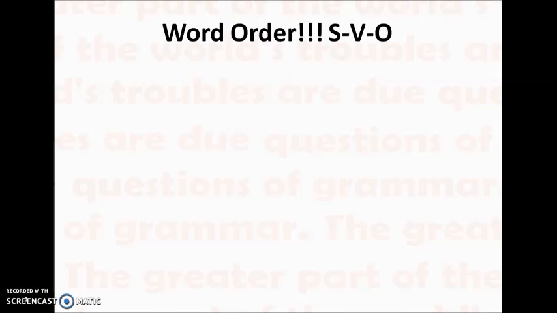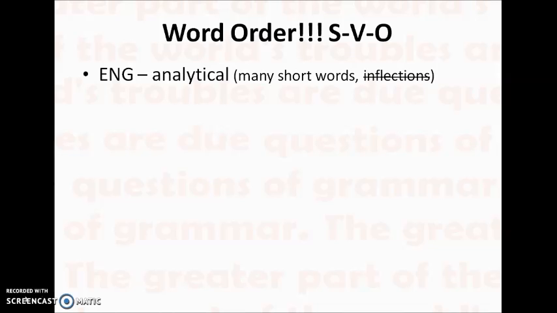Next, we will look at the word order in the English language and the so-called SVO rule. In English, in all sentences, whether they are complex or compound or simple, word order is very important. This is because English is an analytical language, which means it uses many small words and does not have too many inflections. Inflections are those suffixes that change grammatical meaning.